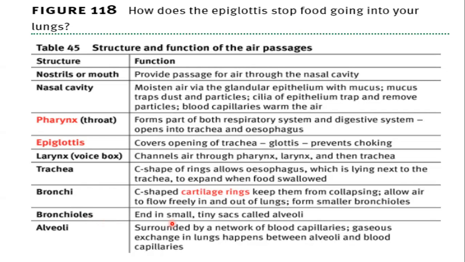And then bronchioles end in those tiny sacs that we've seen, called alveoli. The alveoli, as I've explained, play a very important role in respiratory exchange. Why? They are surrounded by a network of many blood capillaries. Gaseous exchange in the lungs happens between the alveoli and the blood capillaries. So that is the important one.